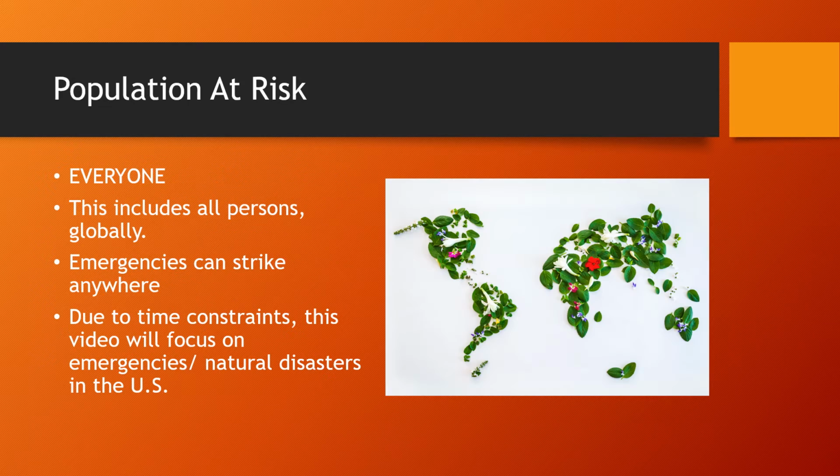The population at risk for disasters is everyone, all members of the community. This includes all people globally. Emergencies can strike anywhere. Due to time constraints, this video will focus on emergencies and natural disasters in the U.S. only.